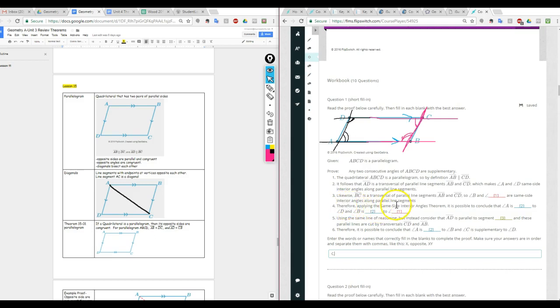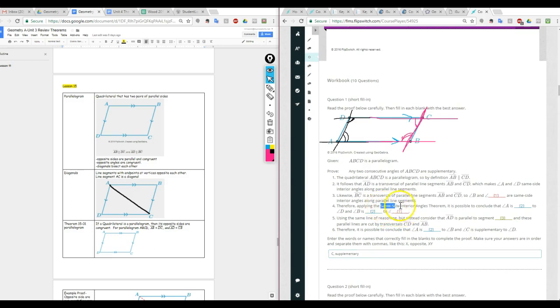Therefore, applying the same side interior angles theorem, it is possible to conclude that angle A is blank to angle D and angle B is blank to angle C. They are supplementary. So it is possible to conclude that angle A is supplementary to angle D and angle B is supplementary to angle C.